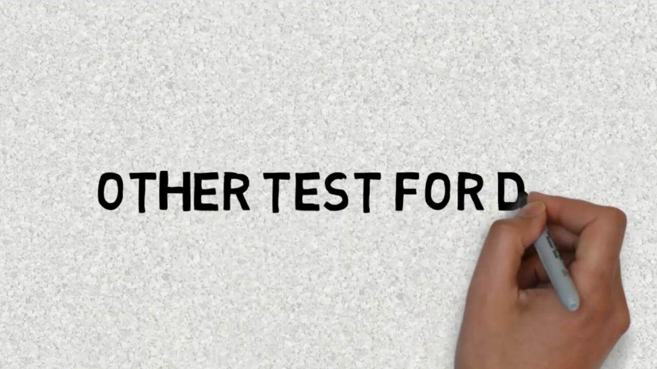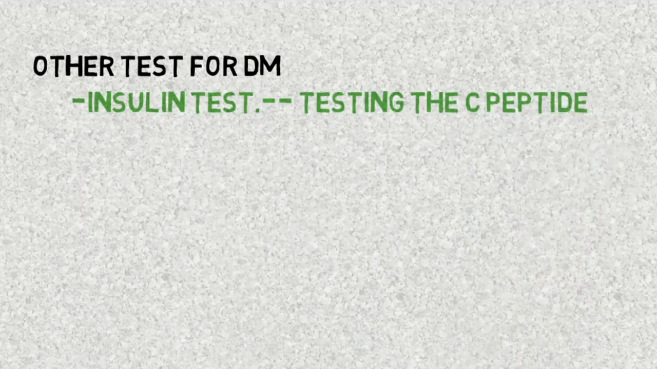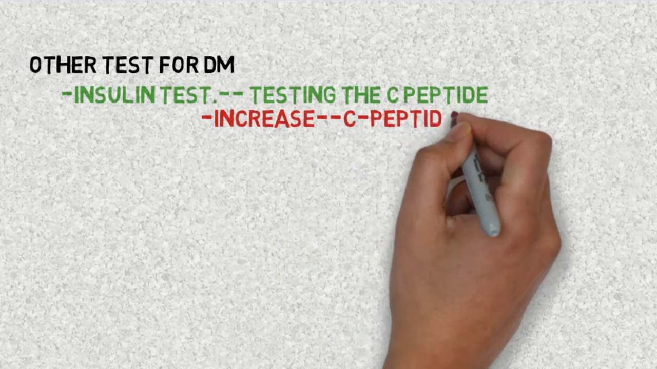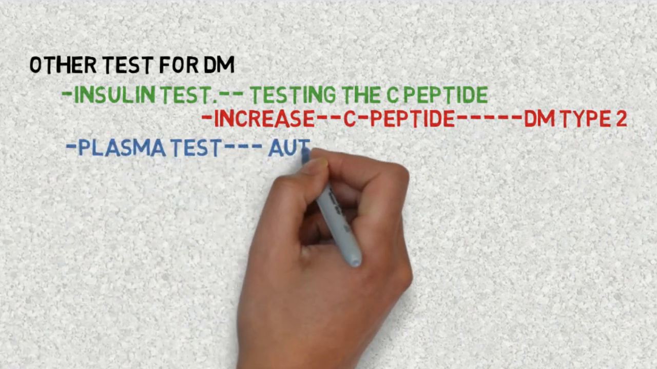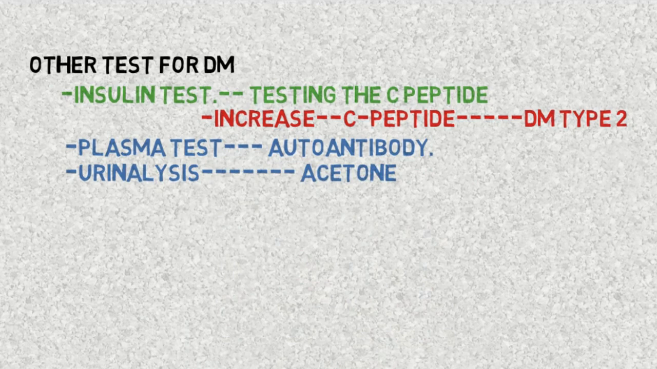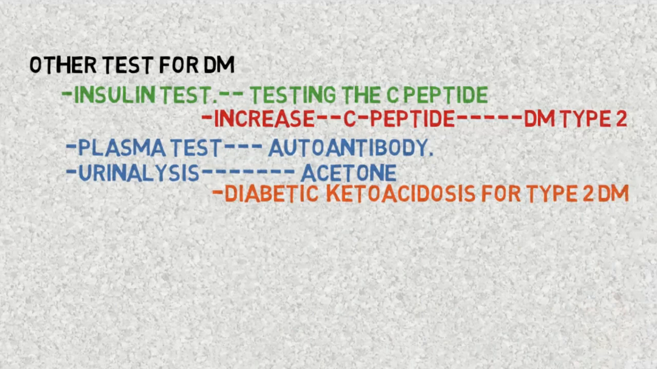Other tests can be done to test for diabetes mellitus, such as the insulin test. By testing the C-peptide that is normally derived from the proinsulin chain during the conversion of proinsulin to insulin in the beta cells of the islets of Langerhans in the pancreas. The increase in C-peptide indicates increased insulin production, which indicates type 2 diabetes mellitus, while absence of C-peptide indicates type 1 diabetes mellitus. Plasma test to check for autoantibody. Urinalysis. Looking for acetone bodies, which gives the features of diabetic ketoacidosis for type 2 diabetes mellitus.